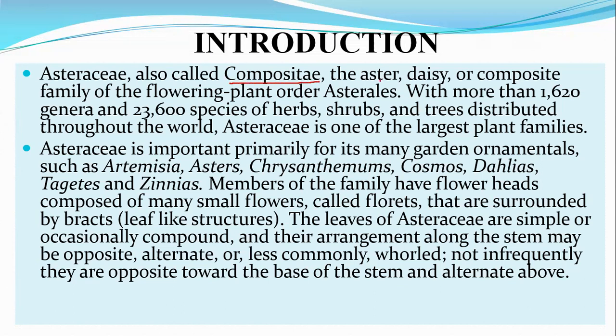Asteraceae family is called the Compositae family. Aster, daisy, like that, some plants are included under the Asteraceae family. This family belongs to the order Asterales. So there are more than 1620 genera and 23,600 species classified under the Asteraceae family. This family includes herbs, shrubs, trees distributed throughout the world. Asteraceae is one of the largest plant families.